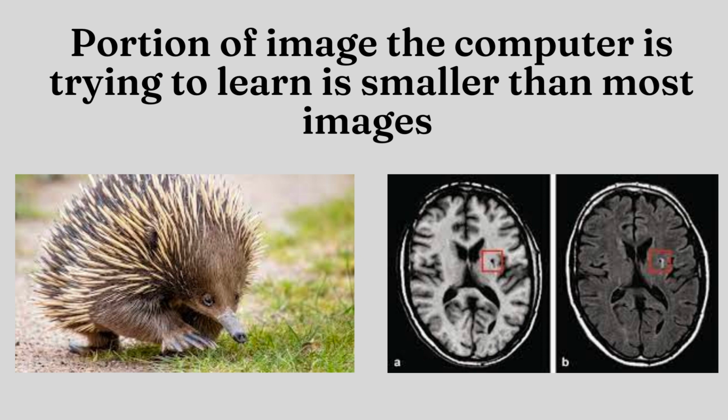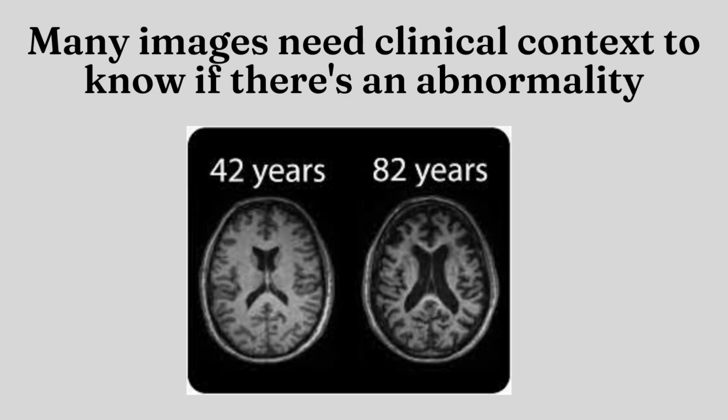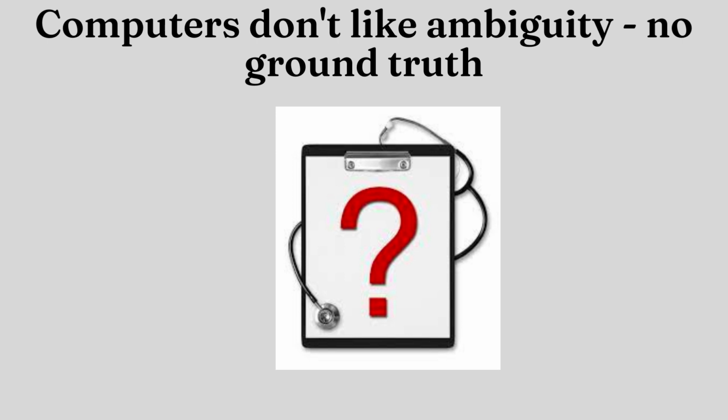Next, these networks need to be trained on a huge amount of data. And there are just a lot more photos of cute cats than there are of brains. Also, many images need some kind of clinical context to make any kind of determination about the image. So a scan might be normal at one age and completely abnormal if it were from a younger patient, for example.